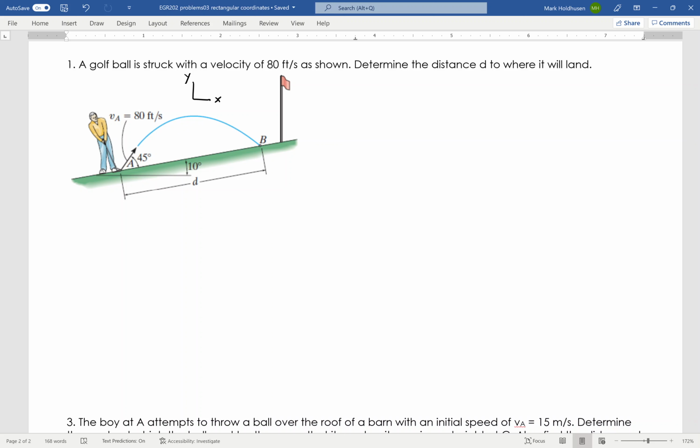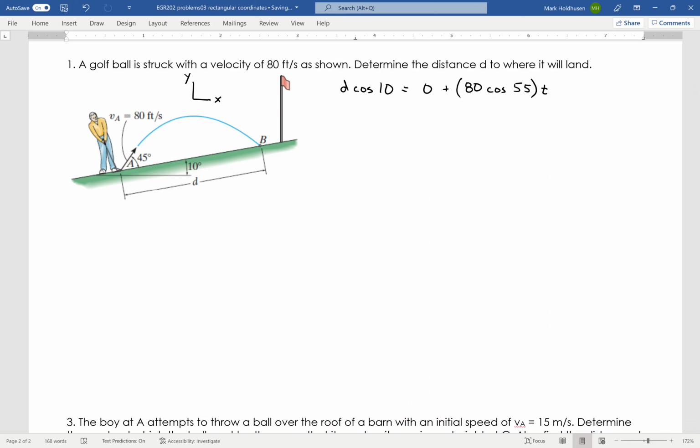Where my distance traveled in the x direction will be d cosine of 10. And that's going to equal my initial position in the x direction, which I'm going to call 0, okay? Plus the initial velocity, the launch velocity in the x direction, which is going to be 80 times the cosine of 55. That's the 10 plus the 45, because again, that 45 is relative to that slope that I have there. So that'll be 80 cosine of 55 times t. So there's one equation. I have my distance traveled that I'm looking for as well as the time.